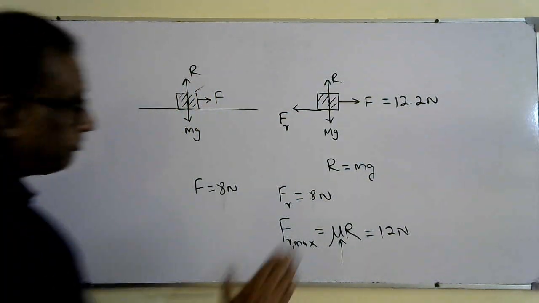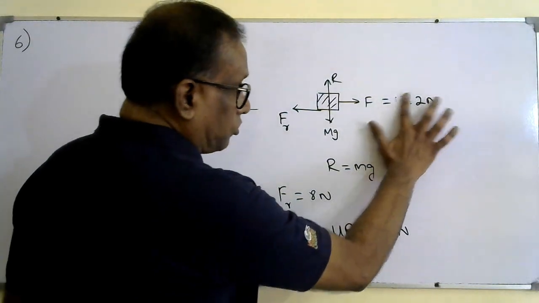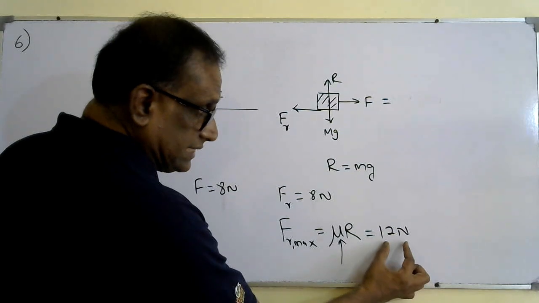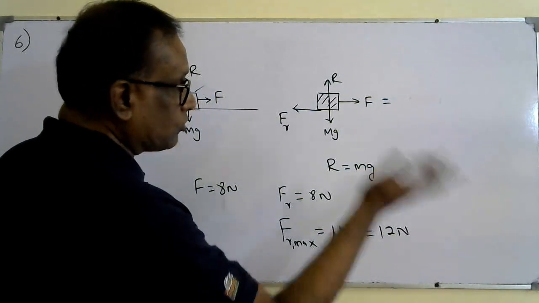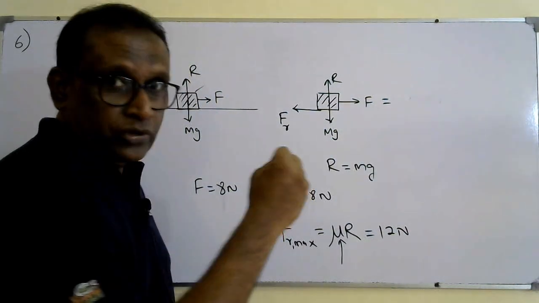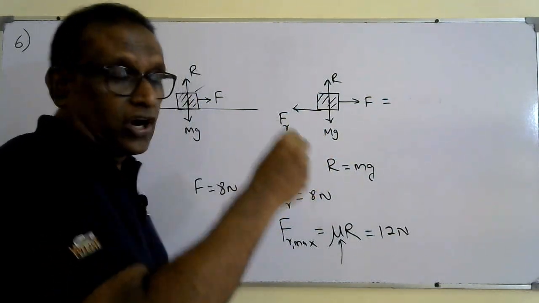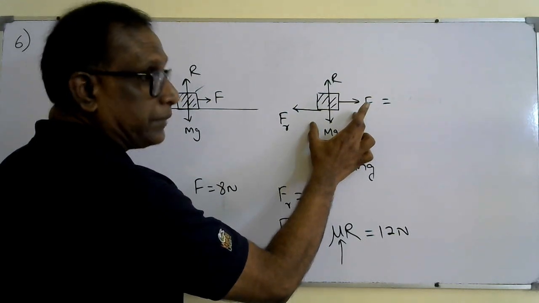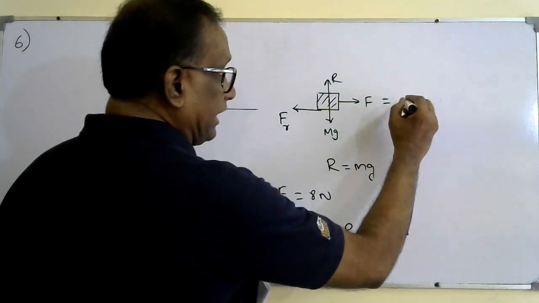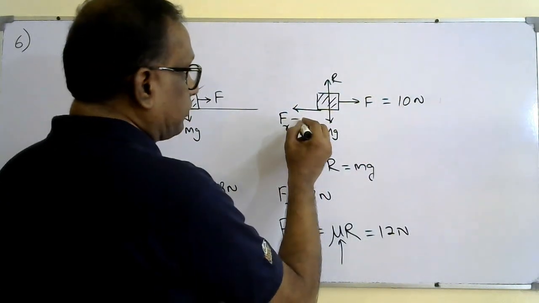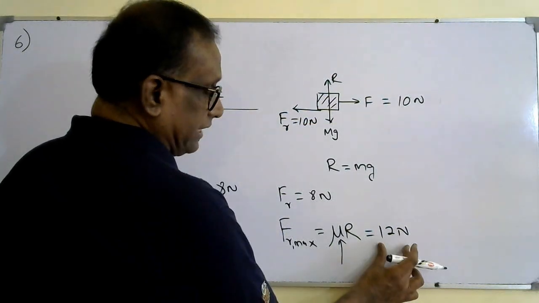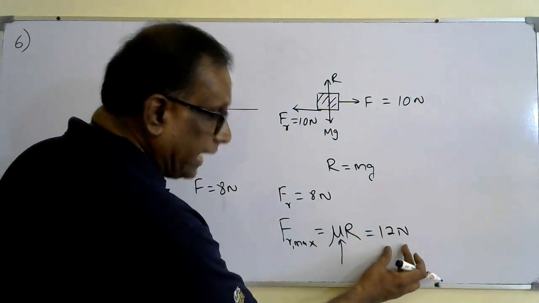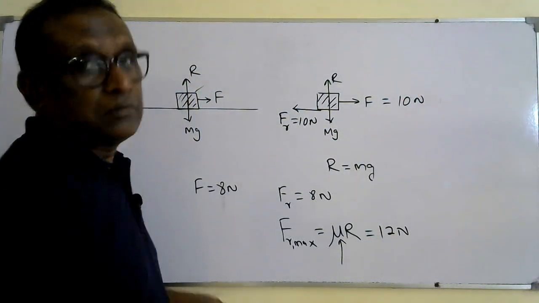So if you apply a force, so I told this limiting friction is 12. So if you apply a force less than this, the horizontal force that you are applying to move the object, if that force is less than the limiting friction, the object will remain at rest. If you apply a force of 10 Newton, the friction will be 10 Newton, which is smaller than the limiting friction, so it will be at rest. When you apply a force more than the limiting only, the object will move. Okay.